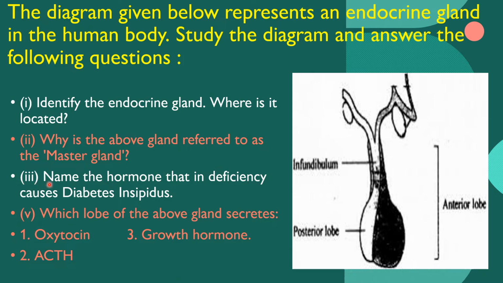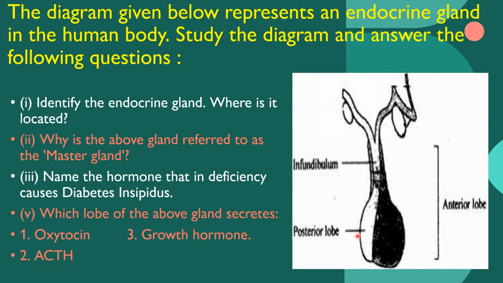Then the next question: name the hormone whose deficiency causes diabetes insipidus. Insipidus, remember? Yes, insipidus, tasteless. No sugar in the urine. Then you can say, what is that hormone? ADH, anti-diuretic hormone. Which lobe produces ADH? Can you say which lobe of the pituitary gland? Yes, the posterior lobe. The posterior lobe produces ADH or anti-diuretic hormone. Another name of ADH is vasopressin.